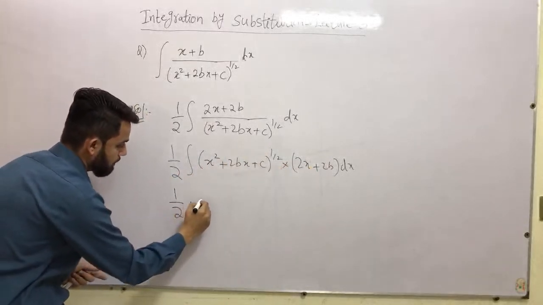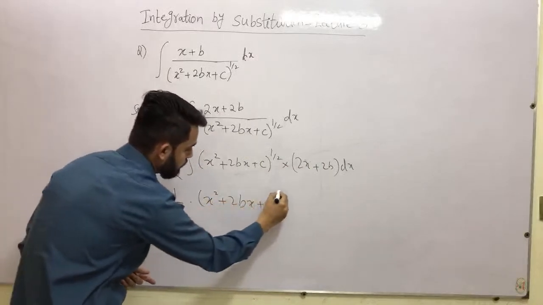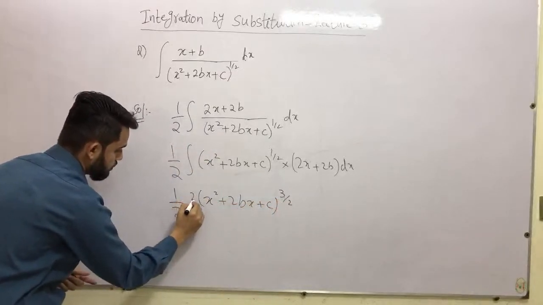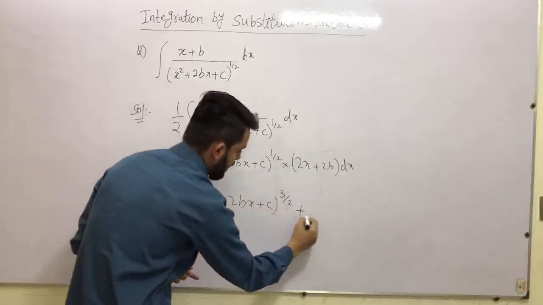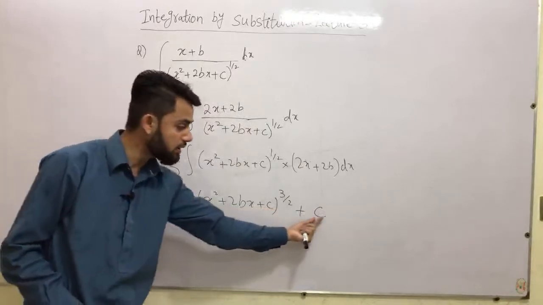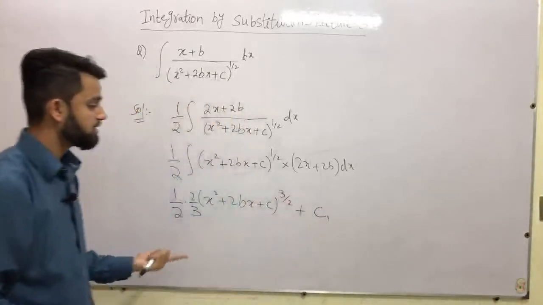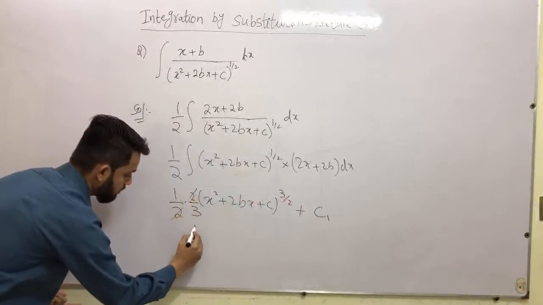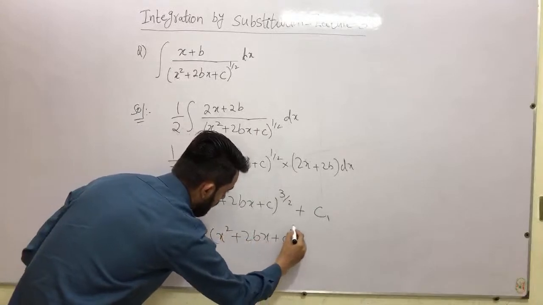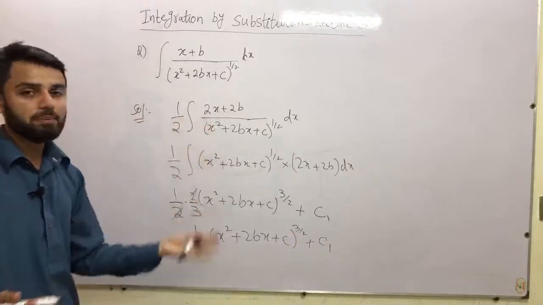So while solving the integration, we can simply apply the power rule, which says 1 over 2 plus 1 would be 3 over 2, and dividing by 3 over 2 gives 2 over 3, and then we have plus c. Do not be confused that this c was already present in the function, and this is the constant of integration that we have used. So if you want to differentiate both of them, you can write c1 over here. So 2 with 2 cancels, so 1 over 3 into x squared plus 2bx plus c power 3 over 2 plus c1.